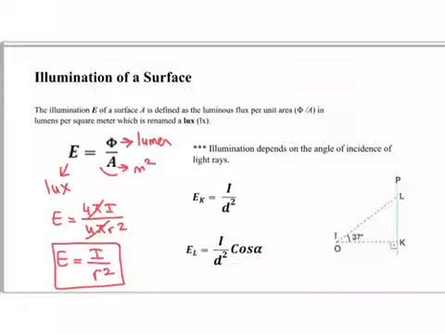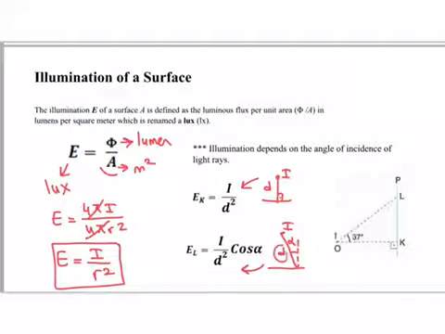Illumination depends on the angle of incidence of the light rays. If the light ray is perpendicular to the surface, then I use the formula I over the distance square. If the light source has an angle alpha with the surface, then I use the formula I over the distance square times the cosine alpha.